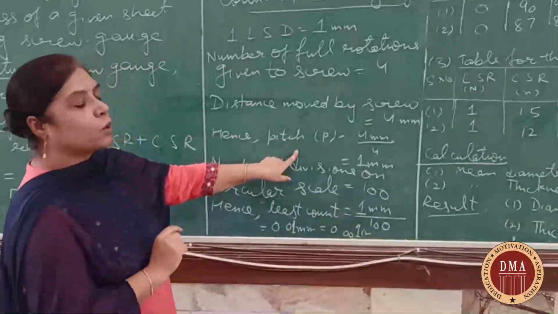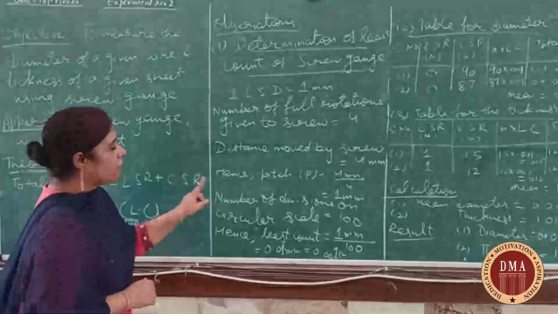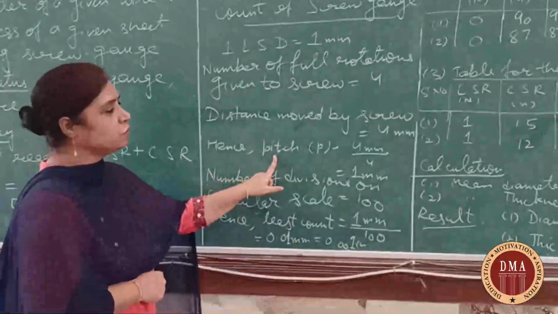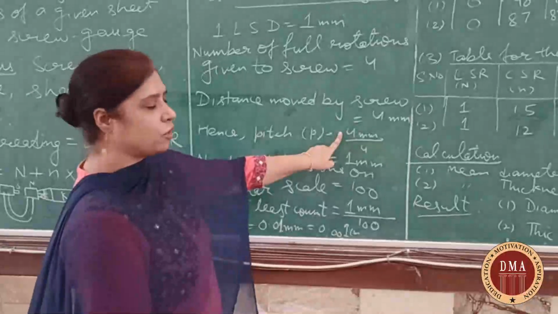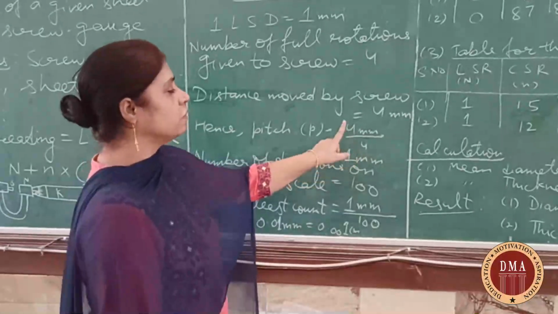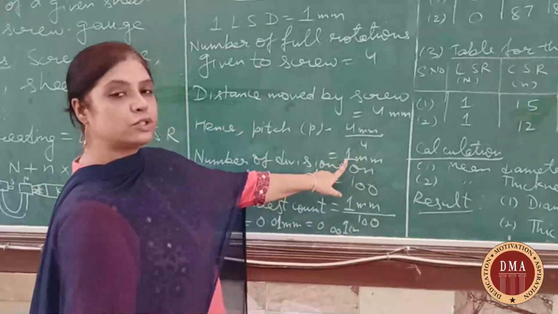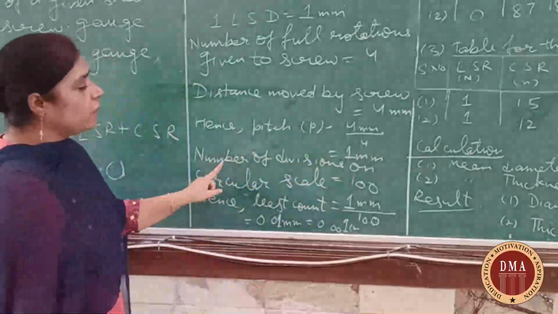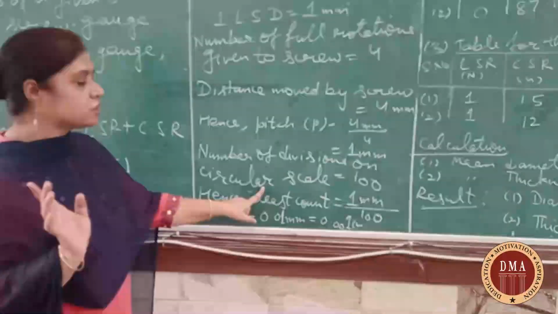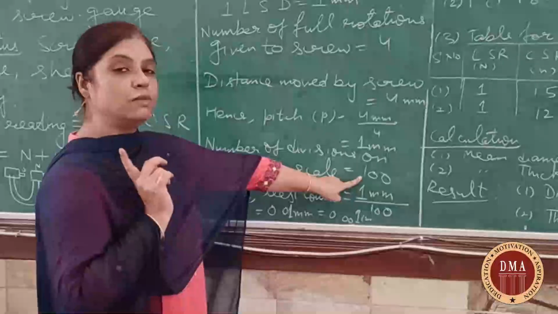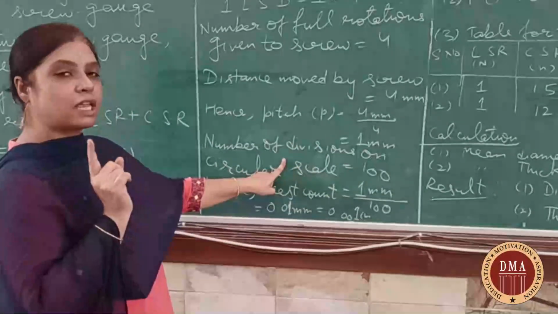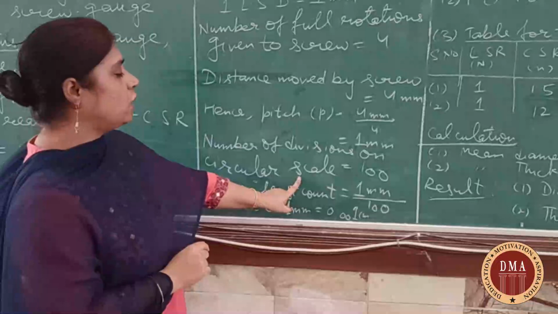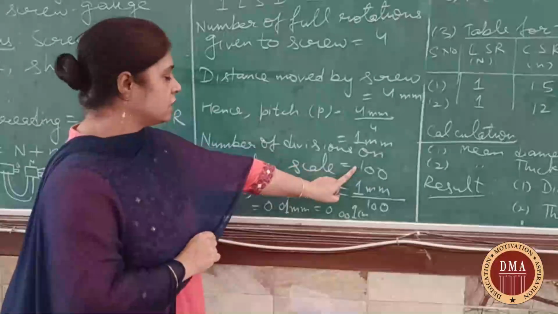So here we have to calculate the pitch. We will start from the pitch. Pitch equals the distance covered by the screw divided by the number of rotations, which is 4 millimeter upon 4, and equals 1 millimeter. The number of divisions on the circular scale of our screw gauge is 100. In the vernier calipers, the divisions on the vernier scale were 10. Here on the circular scale of the screw gauge we have 100 divisions.